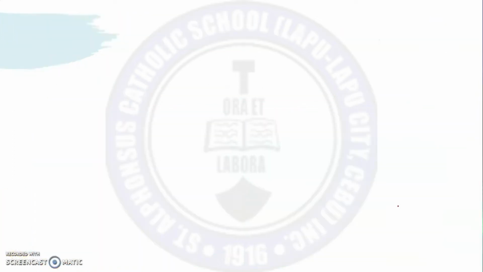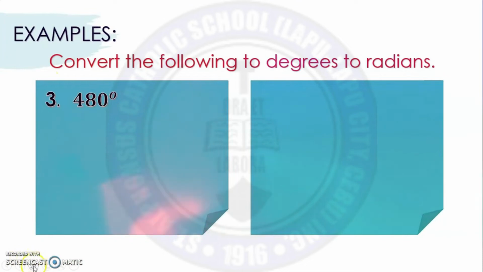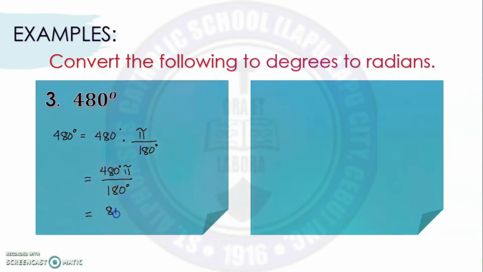Now, let's proceed to the third example. 480 degrees. Convert it to radians. So, same manner, 480 degrees is equal to, copy the given, times pi over 180 degrees. Multiply them together, so it will become 480 degrees pi over 180 degrees. And now use your calculator to simplify 480 over 180, and that would be 8 pi over 3 radians.